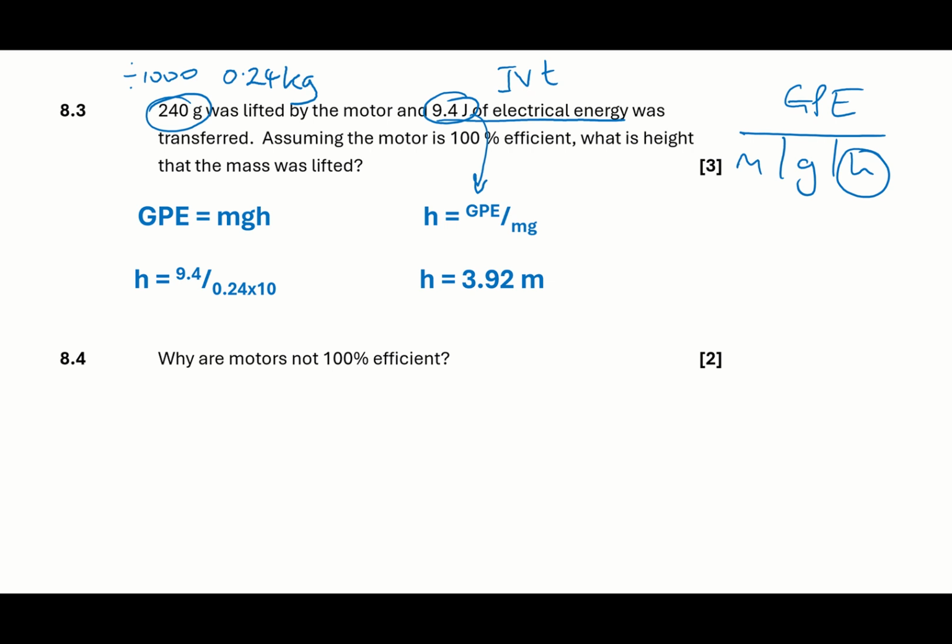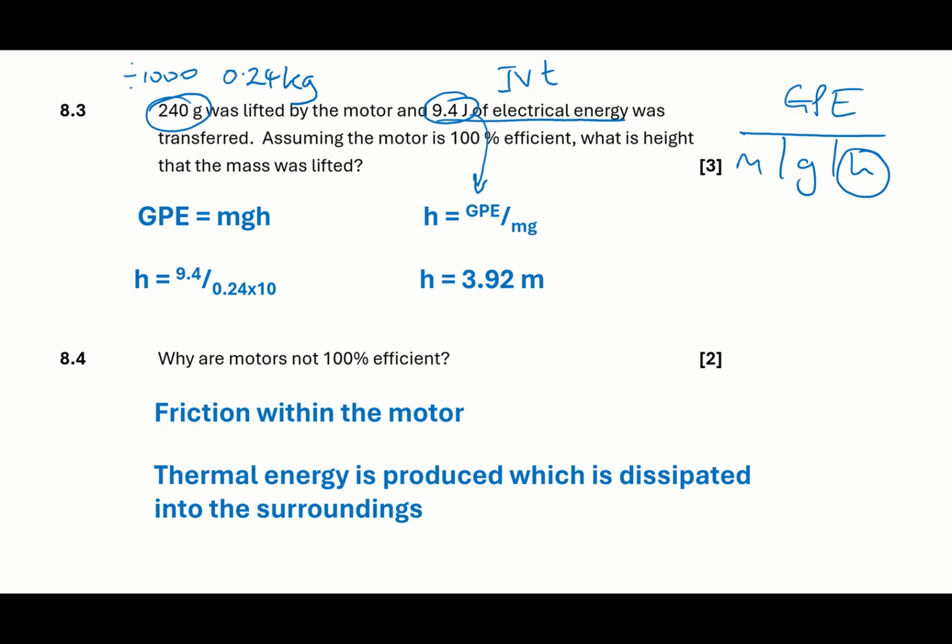Why are motors not 100% efficient? So we've got this idea that you've got to talk about dissipated thermal energy that goes into the surroundings. So there is friction within the motor, thermal energy is produced, which is dissipated into the surroundings, and just learn that every time. Dissipated into the surroundings gets you loads of marks.